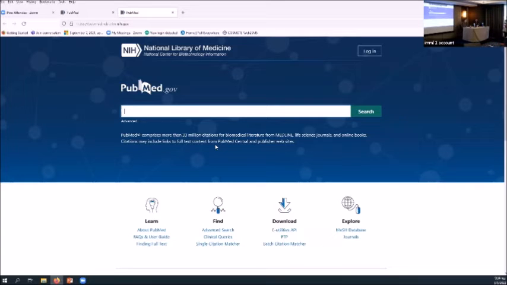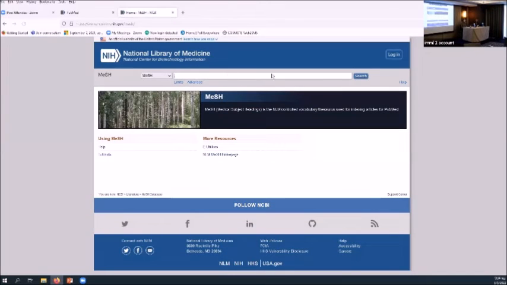When we search in PubMed and we want to find the related terms for our key term, we click on the MeSH database, and it's showing us where we can put the key terms about cancer pain.